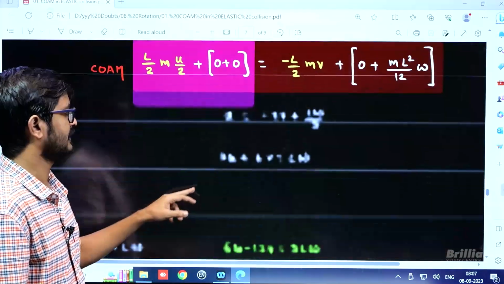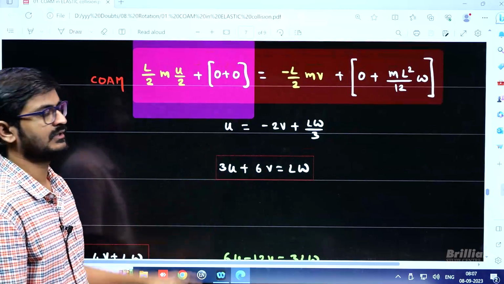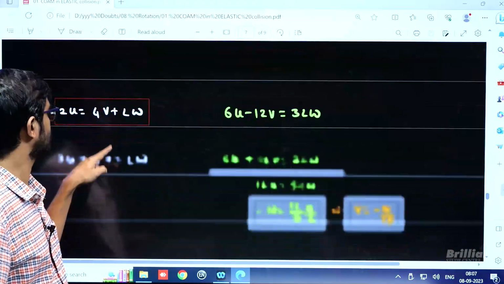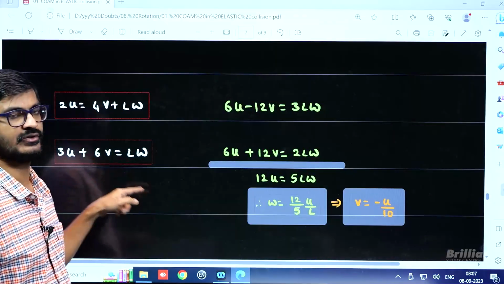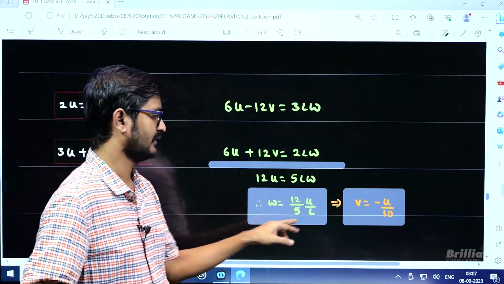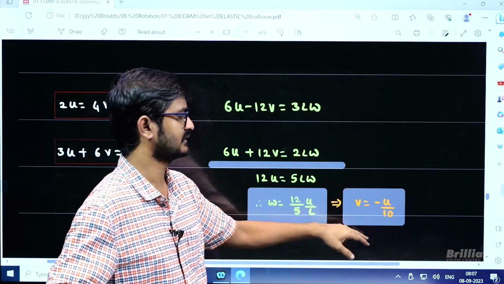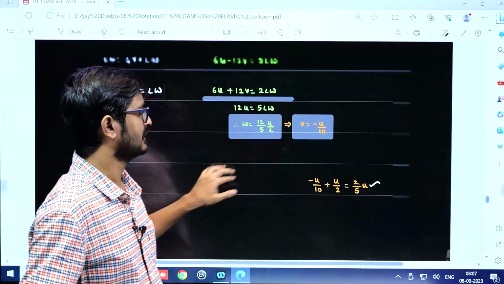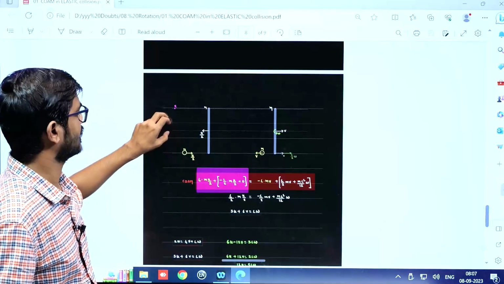So when you manipulate it, you will be getting some equation. We will be using e equals 1 and conservation of angular momentum. E equals 1 we got this, conservation of angular momentum we got this. I solved, I got omega value as the same thing and V value is minus u by 10. And yeah, these are the same results, so it is correct. Now we will be doing conservation of angular momentum about the other point R.